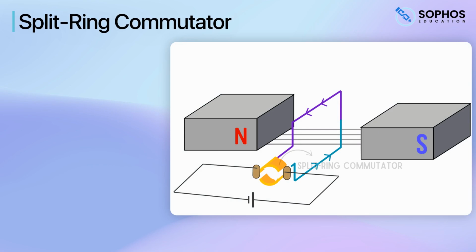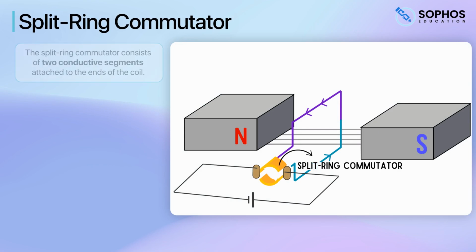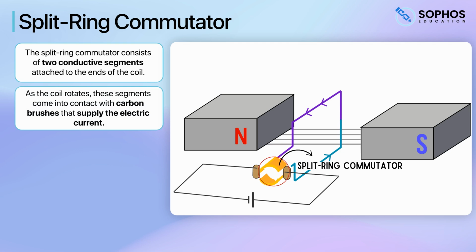This is where our split-ring commutators come in. The split-ring commutator consists of two conductive segments attached to the ends of the coil. As the coil rotates, these segments come into contact with carbon brushes that supply the electric current.